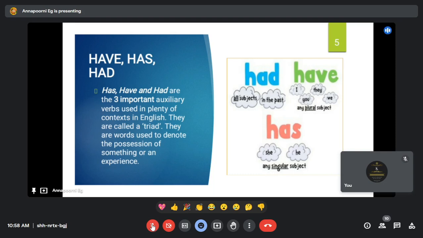Has, okay. Has can only be used with singular subjects. That is he, she, it. These are all singular subjects, right? He is a singular subject. She is a singular subject. It is also a singular subject. Likewise, there are also other singular subjects like Aradhana, Malar, Sasmita. So with singular subjects we can use has. But have can be used only with plural subjects.